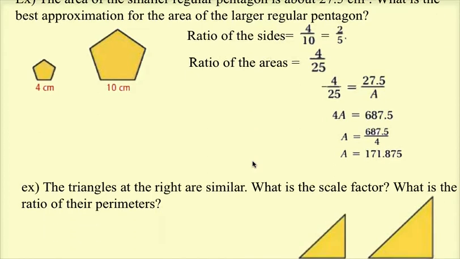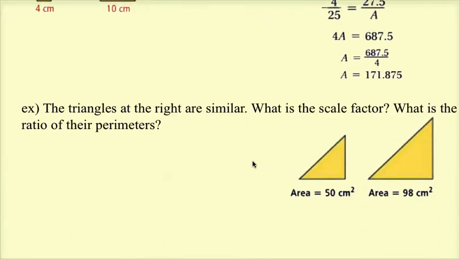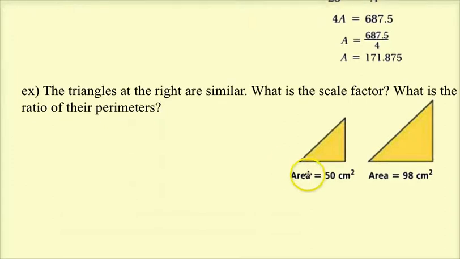Okay, we'll try another example. The triangles at the right are similar. I want to find out the scale factor, and I want to find out the ratio of their perimeters. So I actually know their areas. The area of the smaller triangle is 50, and the area of the larger triangle is 98. So I'm going to write 50 over 98, and this is the ratio of the areas. Remember, the ratio of the areas is A squared over B squared, and then I have the actual areas, 50 over 98.